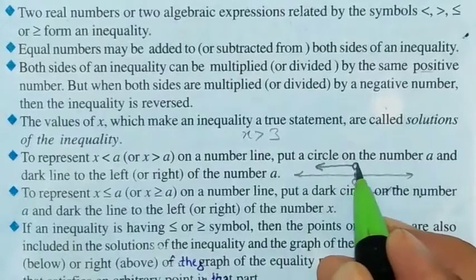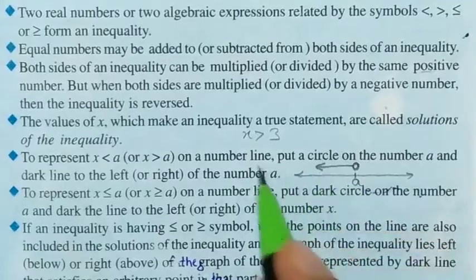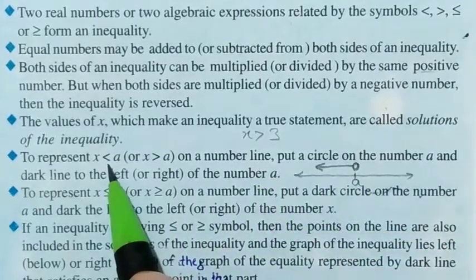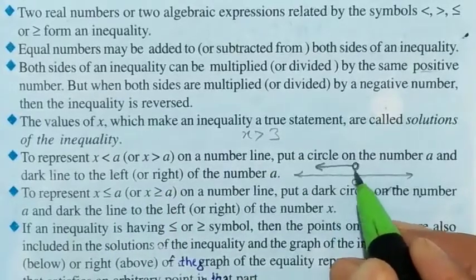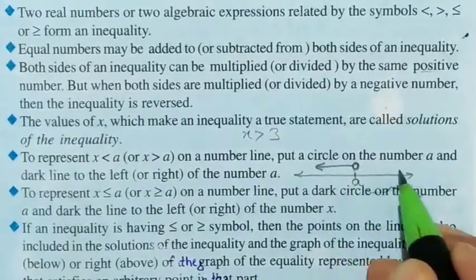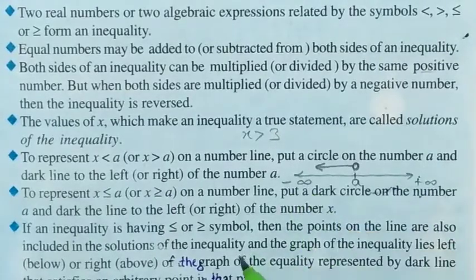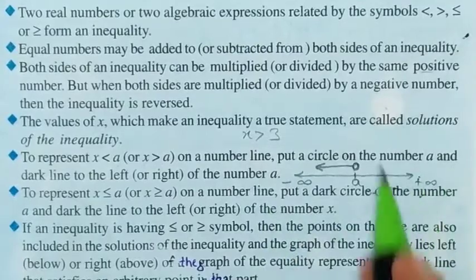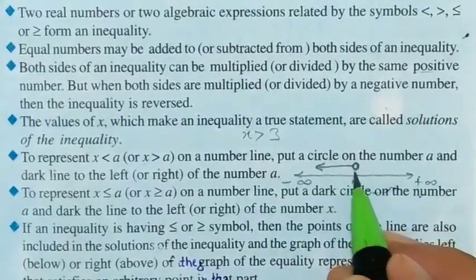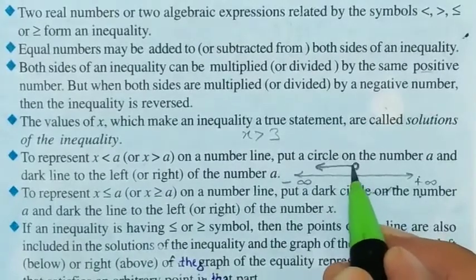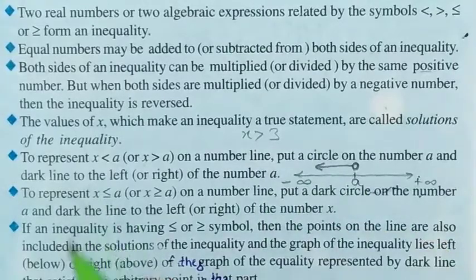Here you have to put a circle mark, that is called a hole, and less than a to represent this. Now for x greater than a, put the circle here at a and go to the right hand side, because here it is plus infinity and here it is minus infinity, and here we put a dark line. So x less than a means not a, and less than a, up to minus infinity.